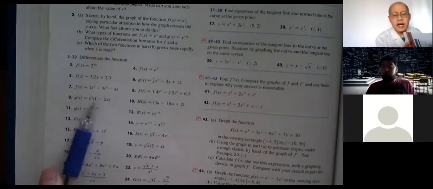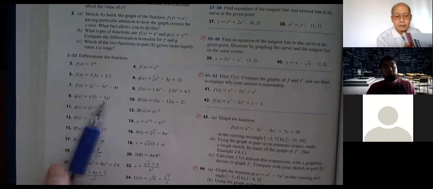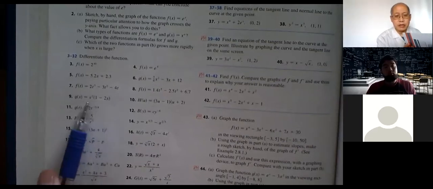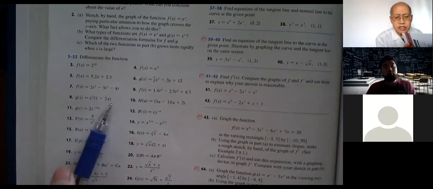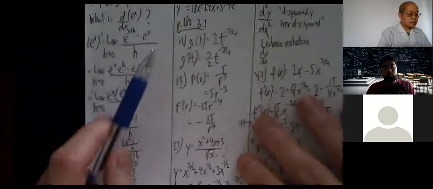Okay, for number 9, I'll just say multiply it out first. There's a way to do it later if you have a product. That's the next chapter. But this one, just multiply it. It'll be what? X squared minus 2x cubed, right? Okay, 11. I actually will show you my notes on this. I did it in my notes for that one. A little bit trickier.